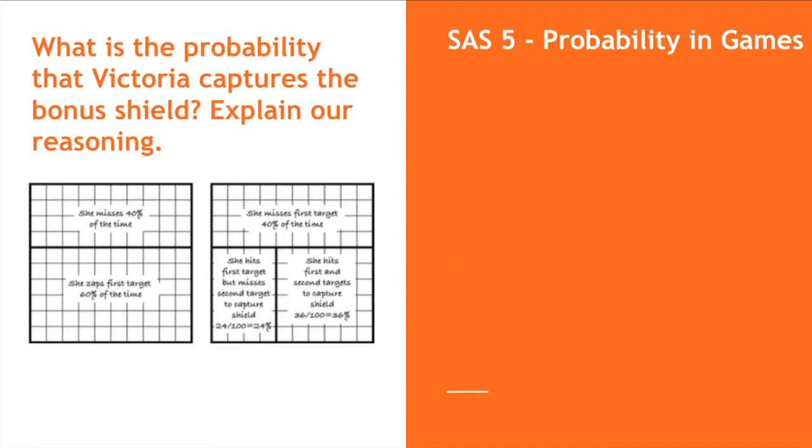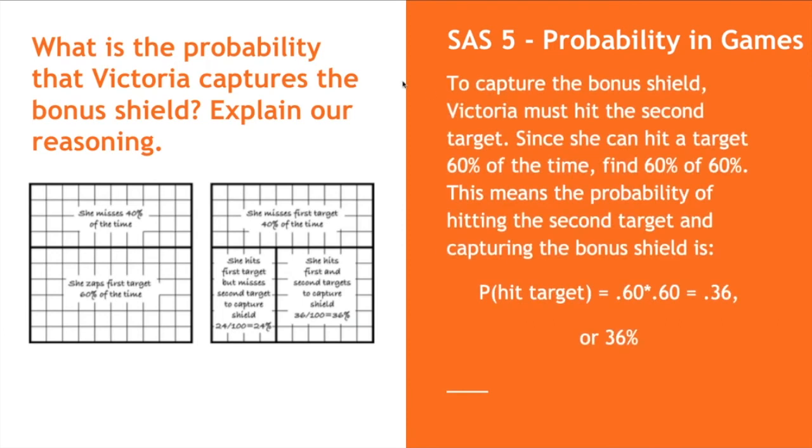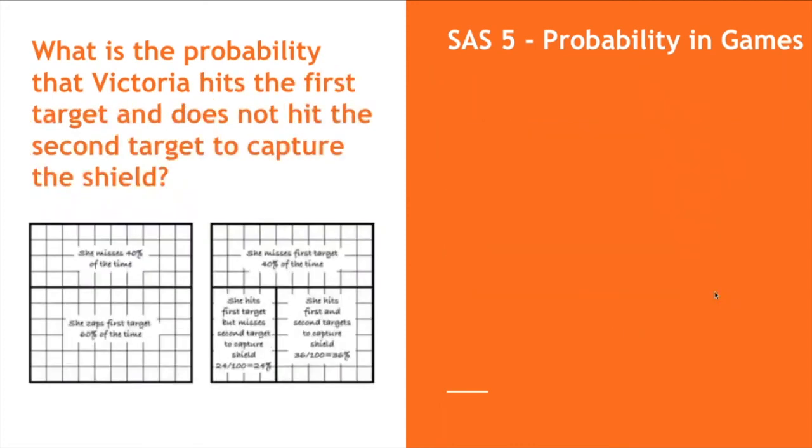How about, what is the probability she captures the bonus shield? That's when she hits both targets on the first try. To capture the bonus shield, she hits the second target. She can only hit the second target if she hits the first target. So the first target she hits 60% of the time, and she hits the second target 60% of the time. So 0.6 times 0.6 is 0.36.